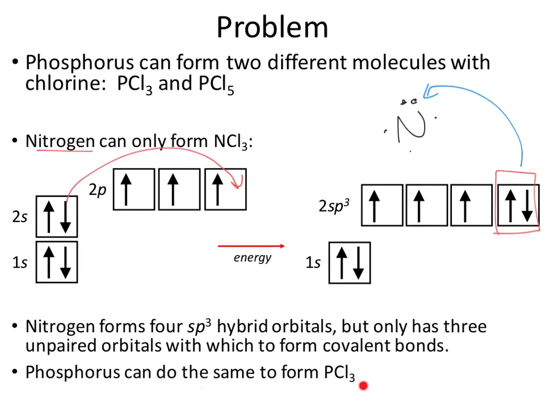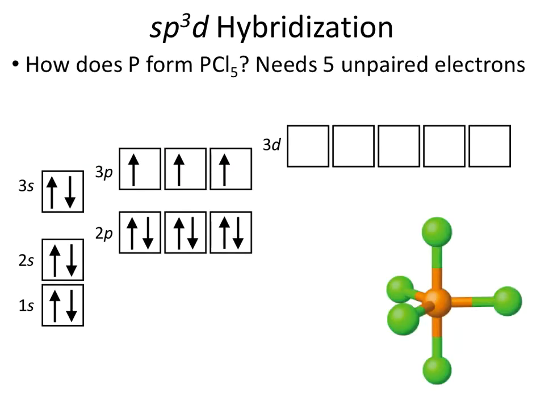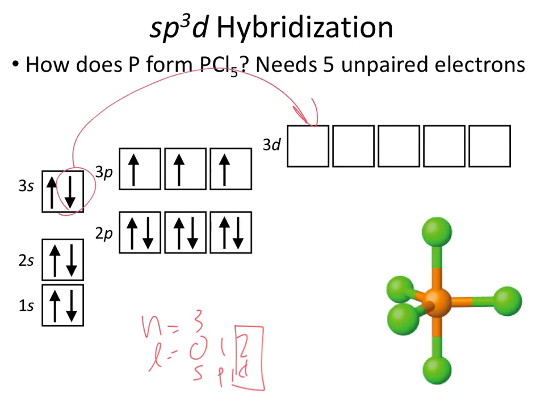Now, phosphorus can do the same when it forms PCl3, but the problem is, how do we explain PCl5? When we get into PCl5, remember that phosphorus is actually in the 3rd period. And when n is equal to 3, l is going to be equal to 0, 1, and 2, which means that you have s orbitals, p orbitals, and d orbitals available to you. So phosphorus actually makes use of this. It uses that d orbital and promotes electrons into that d orbital. So in this case, it'll take this electron and promote it in here.